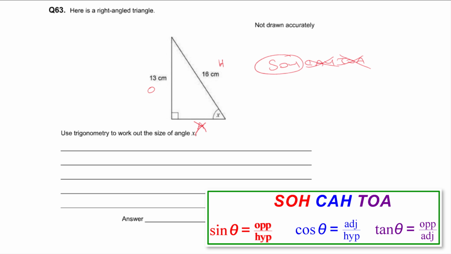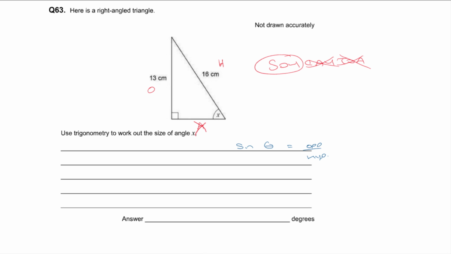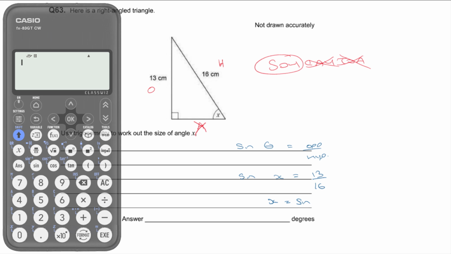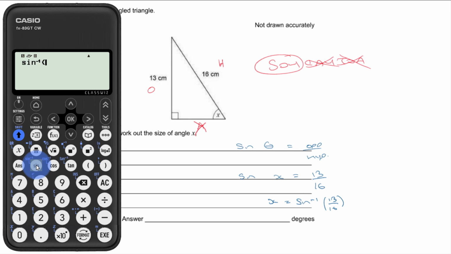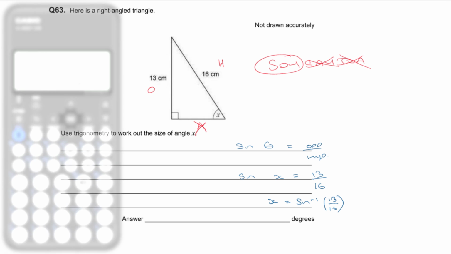Okay, so it's sine. Sine theta is equal to opposite over hypotenuse. Sub it in from the diagram. Opposite is 13. Hypotenuse is 16. Theta is our angle. In this case, it's x. So I've got sine x is 13 over 16. So x then is the inverse sine of 13 over 16. Okay, so I'm just going to type that into the calculator. Shift sine 13 over 16. What's that then? That's 54.3 to the nearest decimal point.